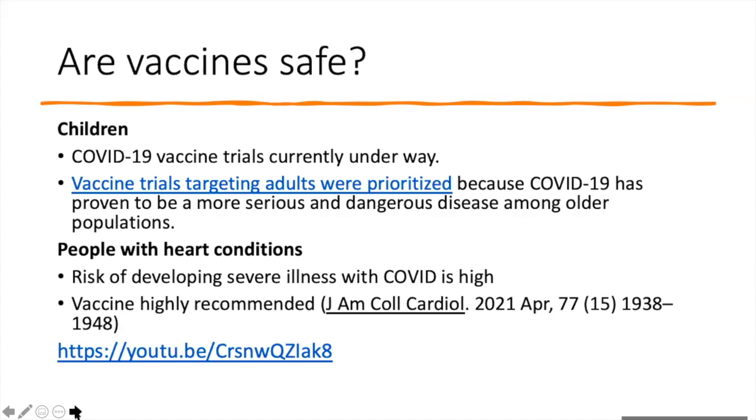Okay, so people with heart conditions, the guidance is the same. I looked at the American Journal of Cardiology to see what their guidance was for people with heart disease. And again, the guidance is the same: the vaccine is still highly recommended because your risk of developing severe illness with COVID is high because of your pre-existing chronic condition.